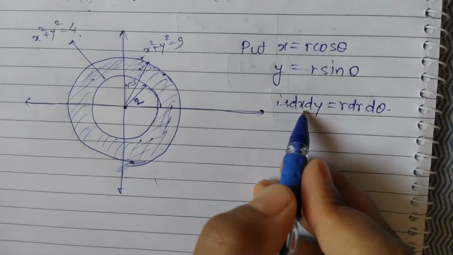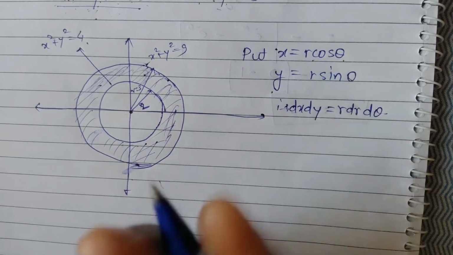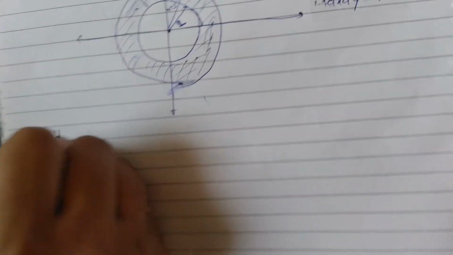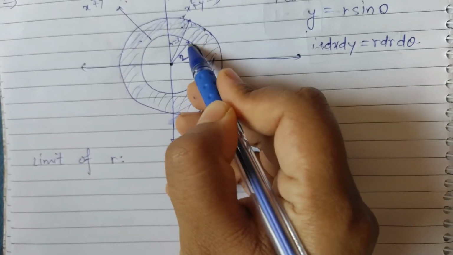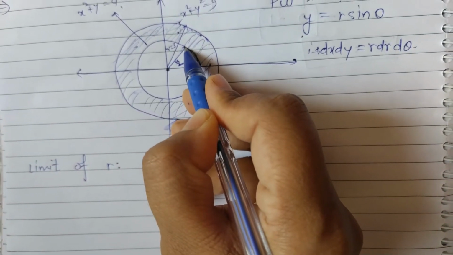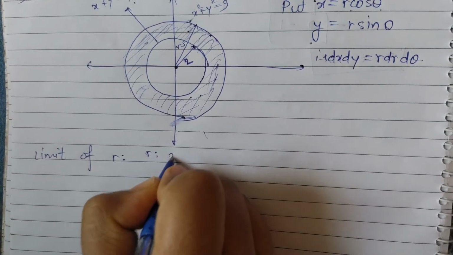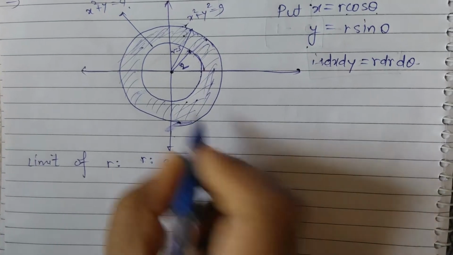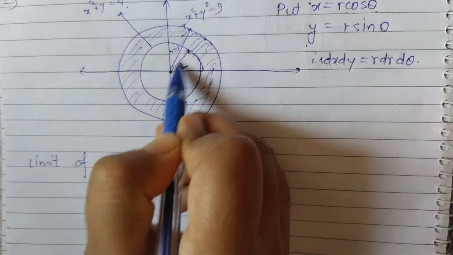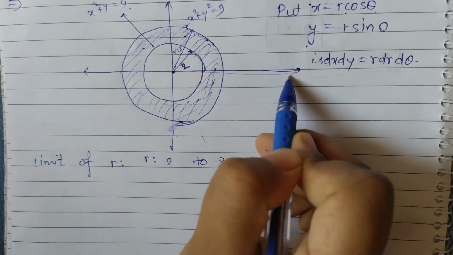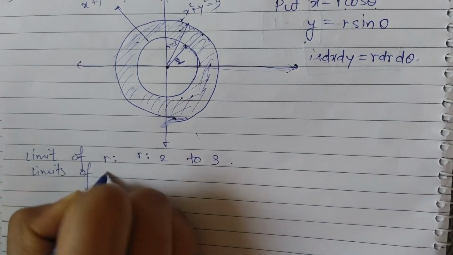Right. Now instead of x and y we have variables r and theta. That means limits should be found for r and theta. So what are the limits of r? For this region, r starts from radius 2 and it ends at 3. So limits of r are from 2 to 3. Okay. And for theta, theta means what? Angle between this radius vector and x-axis. Theta means angle between radius vector and x-axis.